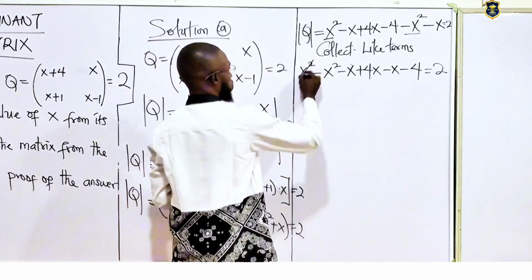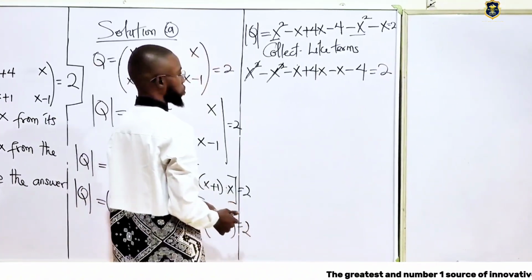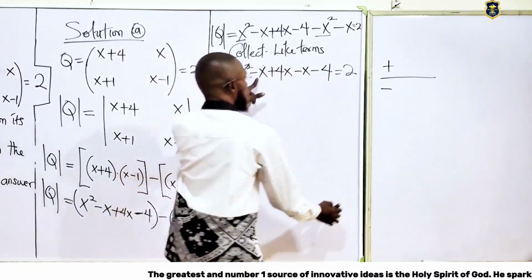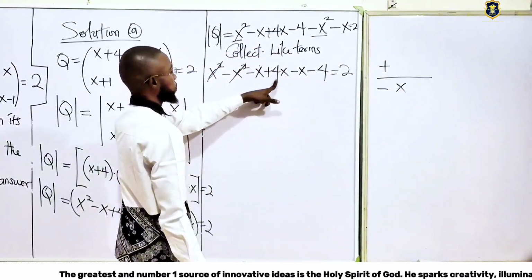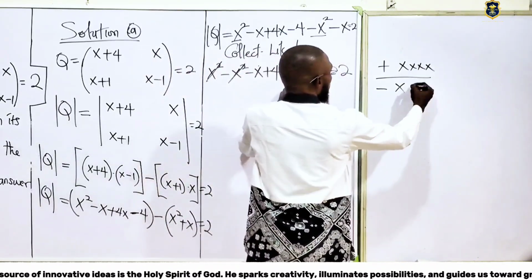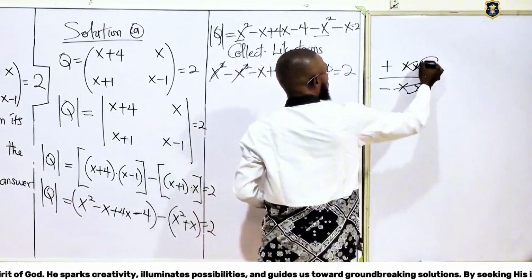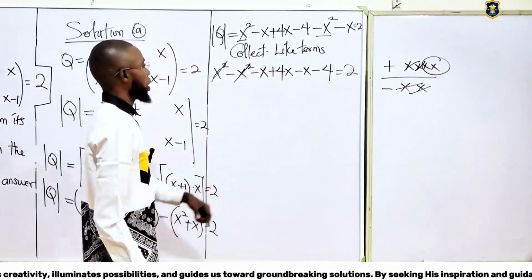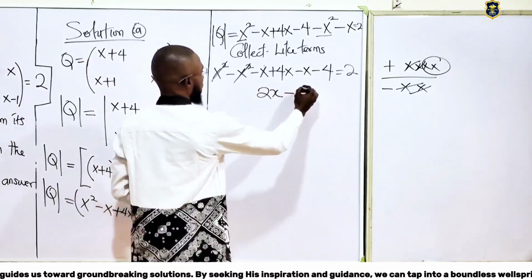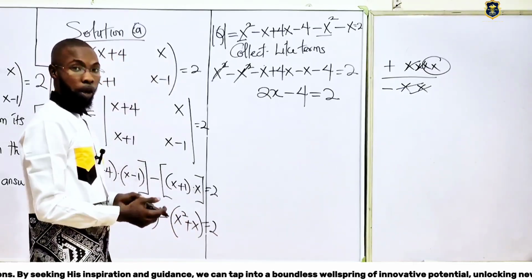x squared minus x squared is 0. Right? Minus x plus 4x minus x becomes what? Let's use our number line system. So minus x is x, plus 4x, 1, 2, 3, 4, minus x again is x. Right? So what happens? This 2x will take off 2x from here. I'm left with plus 2x. So minus x plus 4x minus 2x gives us 2x, right? Minus 4 equal to 2. I hope you understand what we're doing.